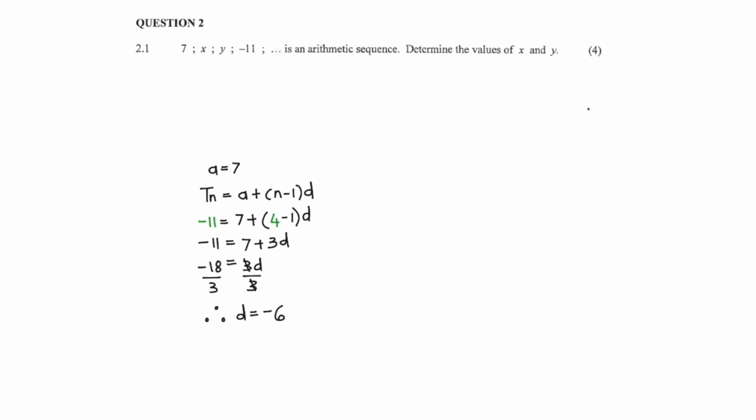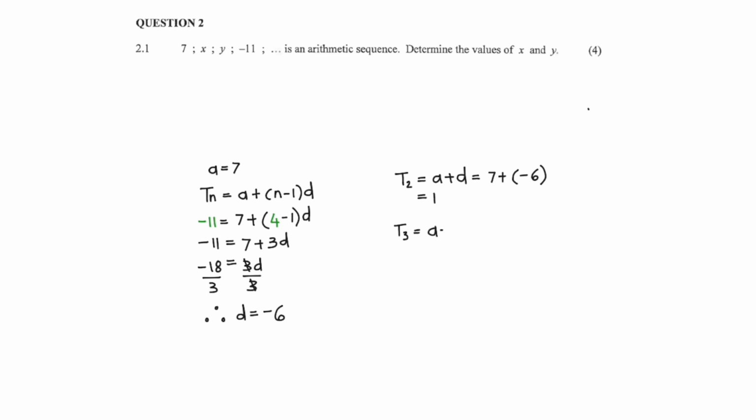The next thing that we'll do is we'll determine the values of x and y. So we'll substitute d equals negative 6 back into the nth term formula to find x and y. So the second term of the sequence is equal to the first term plus the common difference, and the first term is equal to 7 and the common difference is equal to negative 6. So the second term, x, has a value of 1.